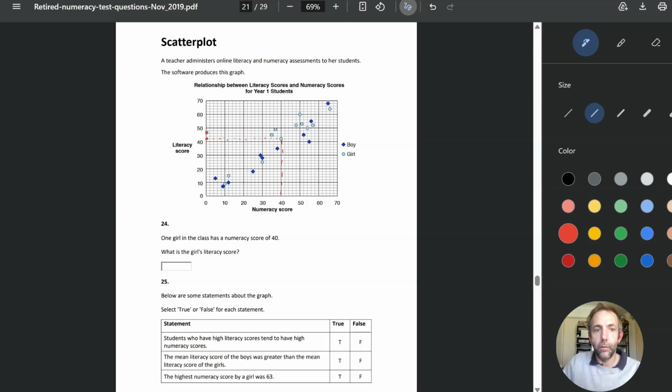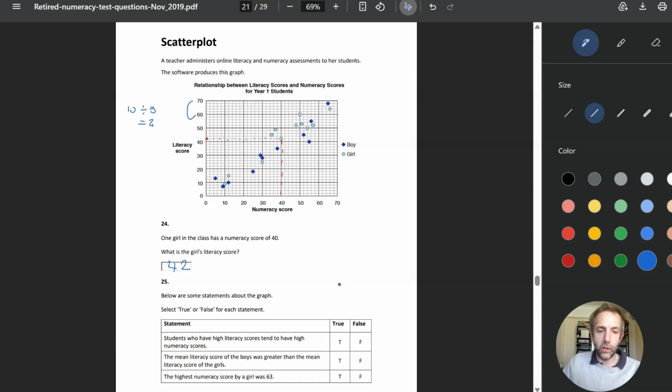One square above 40. So again, we need to use a scale to help us out. There are 5 squares between each of these, and that is a difference of 10. If we do 10 divided by 5, so 10 shared between the 5 squares, that gives us 2. So we're going up in 2s. Every square is 2. So here we are at 40 and 1 square above. And if 1 square is 2, that means she must have got a literacy score of 42.